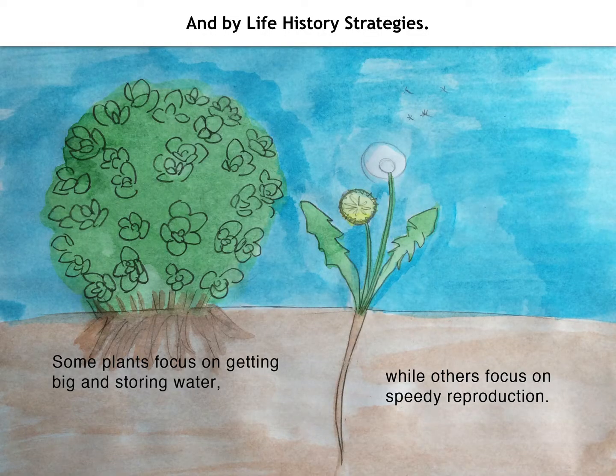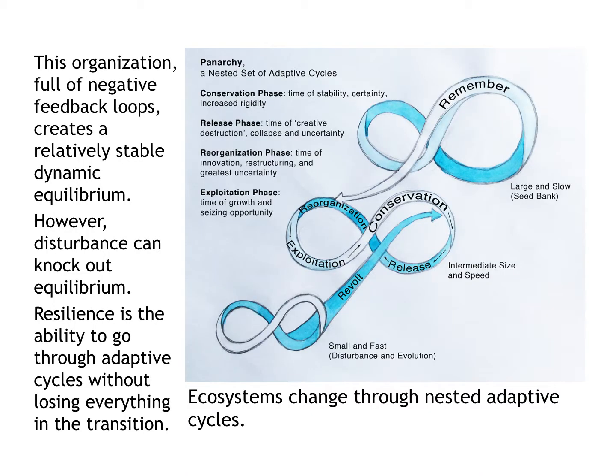And by life history strategies. Some plants focus on getting big and storing water, like the sedum, while others focus on speedy reproduction, like the dandelion. This organization, full of negative feedback loops, creates a relatively stable dynamic equilibrium. However, disturbance can knock out equilibrium. Resilience is the ability to go through adaptive cycles without losing everything in the transition. Ecosystems change through nested adaptive cycles called panarchy.